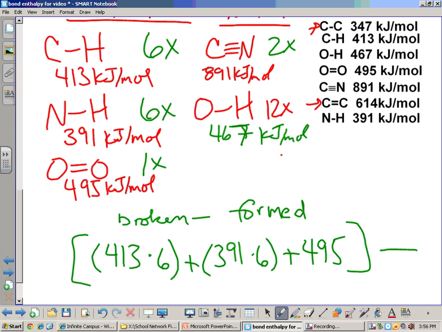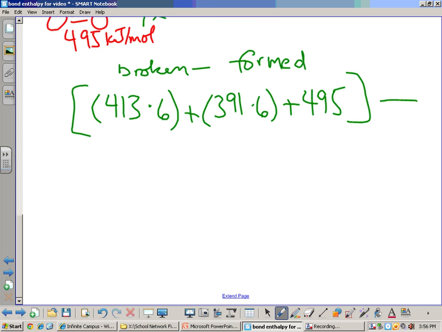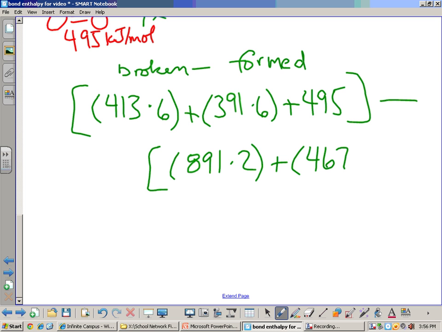From that, we are subtracting the bonds that we are forming. We are forming the C to N triple bond. That is 891 kilojoules, and we are making it twice. And we are also forming the O to H single bond. That is 467 kilojoules, and we're forming that 12 times.